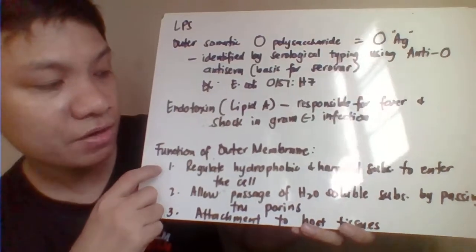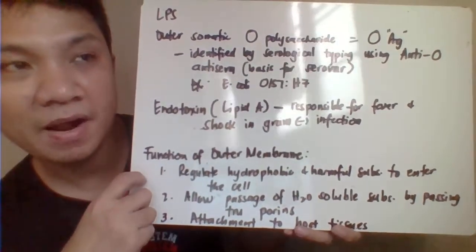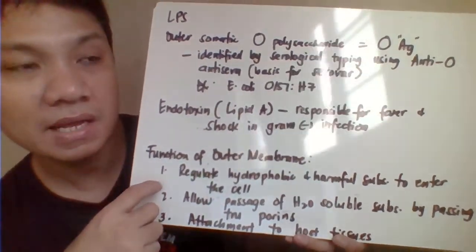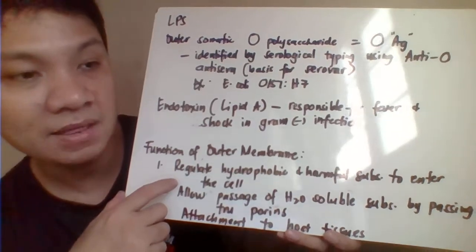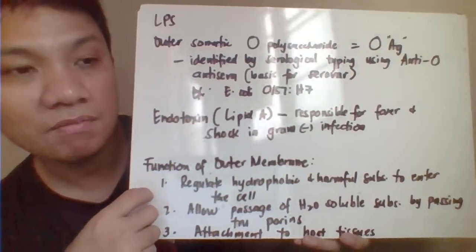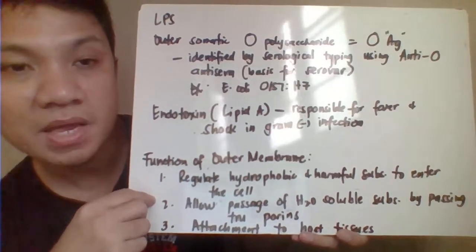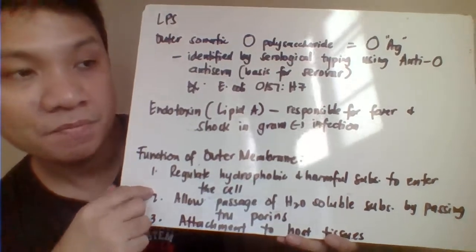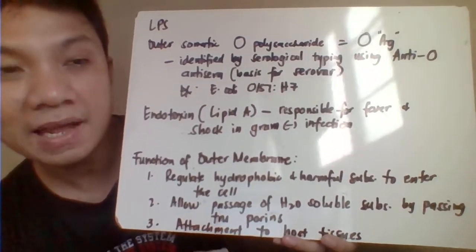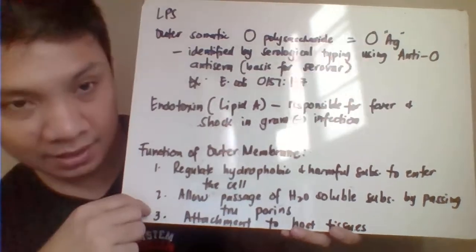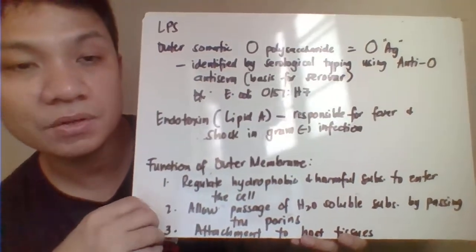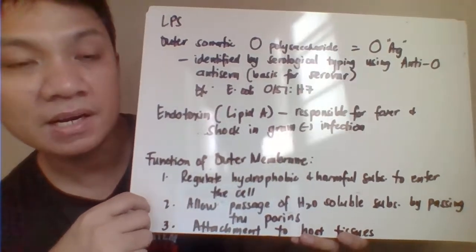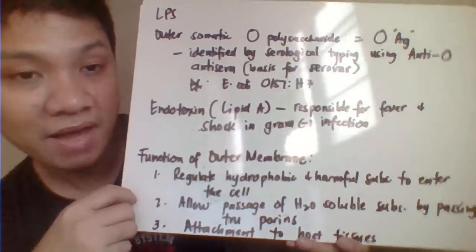Okay, then we have the function of the outer membrane of your gram-negative cell wall. The first one, it serves as a membrane to regulate the entry of hydrophobic and harmful substances in and out of the cell. Another one, it also allows the passage of water-soluble molecules by passing through pore-like or canal-like structures. You call these porins. Another one, this outer membrane is also used by the bacteria to attach to the tissue of the host in order for them to invade and to infect the host.